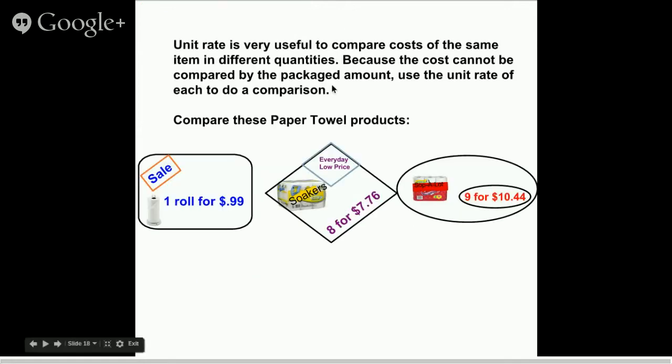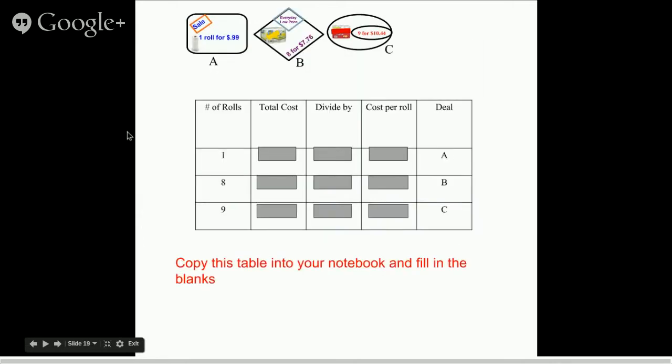All right. So unit rates can be super cool if you're trying to find like how much or which is a better deal. Is this a better deal or this a better deal? How about this? So to figure it out, you gotta find the unit rates for all 3. All right. So make this table and then figure out how much it costs per roll, because that'll tell us which is the better deal. Okay, go ahead and pause it.